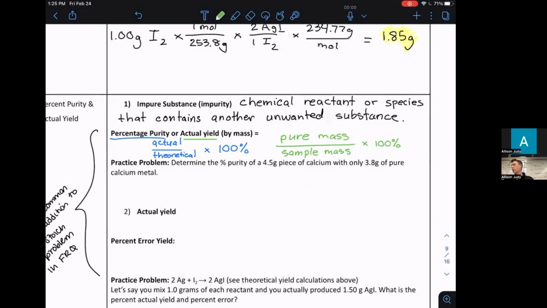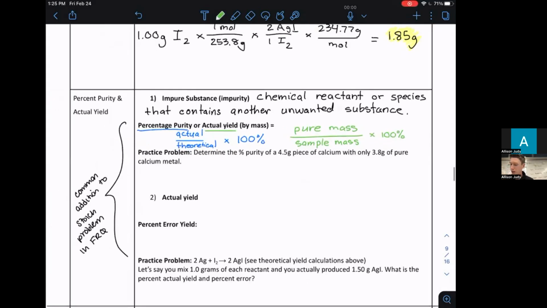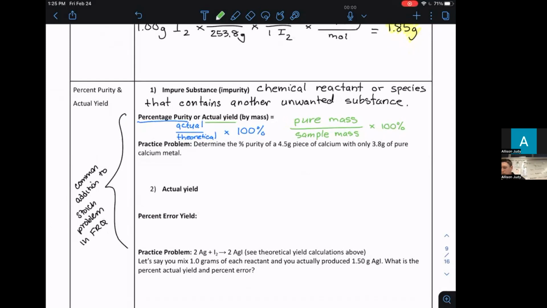You'll probably have to write out the equation, balance it, do some stoichiometry, figure out the limiting or excess reactant. And then at the end, it'll say, all right, now what's the purity? So that's going to be like one part of probably like a 5+ part FRQ. So we have this practice problem here. Why don't you guys try this on your own? I'll give you like 2 minutes to try this.